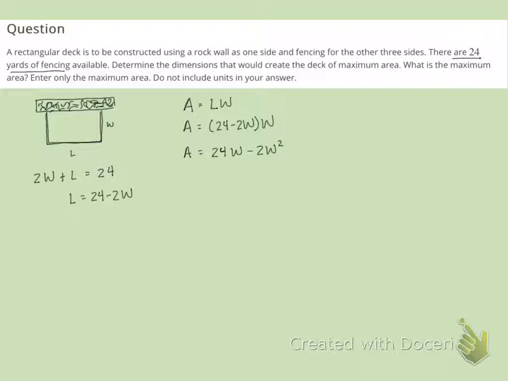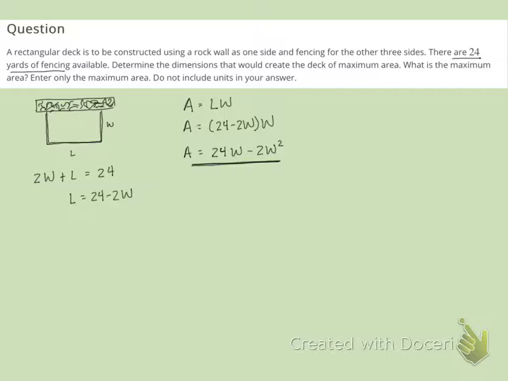So we're trying to maximize the area, which means that we are looking for a relative maximum. Or an absolute maximum, actually. Notice that the graph of this function would be a parabola facing down, so it makes sense that we have a maximum value. So to find our maximum value, we're going to find a critical value and then use our first derivative test to make sure that it's a maximum.